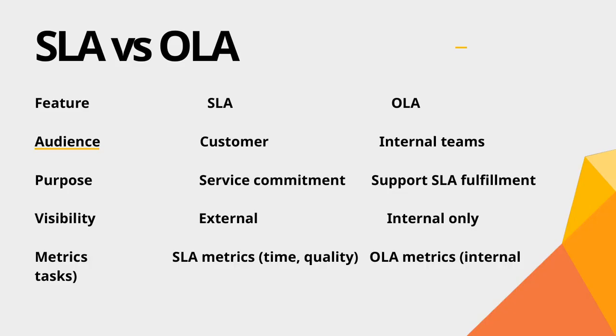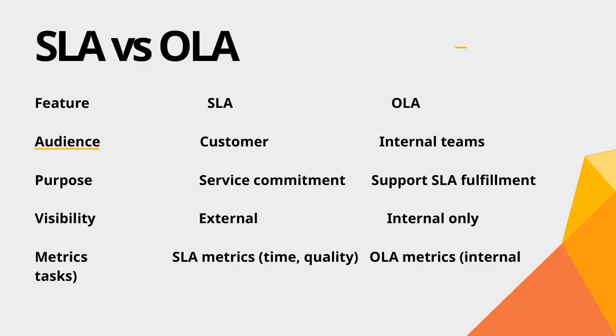Let's take a closer look at SLA versus OLA. Starting with the feature comparisons, the first point is the audience. For SLAs, the audience is the customer, the end user who relies on the service. In contrast, OLAs are intended for internal teams, the support staff or departments working behind the scenes. Next, the purpose. An SLA is primarily a service commitment. It defines what the customer can expect in terms of service quality or availability. OLAs, on the other hand, focus on supporting SLA fulfillment by setting internal expectations and responsibilities within the organization.